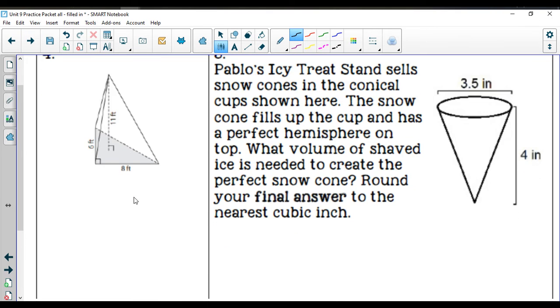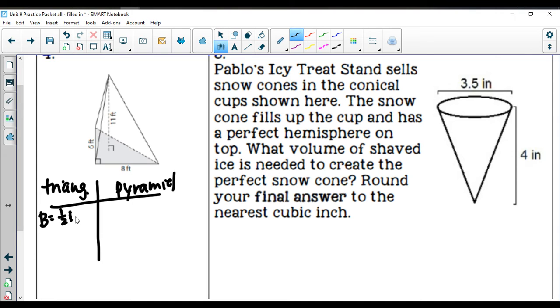Taking a look at question number 4, we have a triangular pyramid. So for the triangle part, I'm going to be finding the area of that base, which is 1/2 times base times height. The base and the height are at a right angle here. So 6 and 8 are those two pieces. And half of that is going to give me 24. The height of my pyramid is right here at 11.